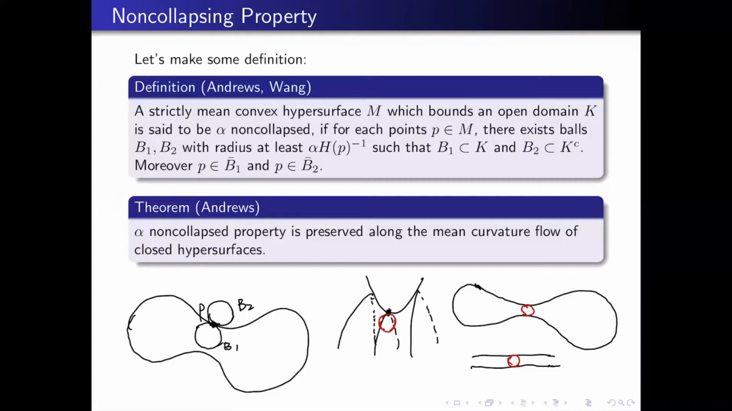I should mention that this result could be indirectly obtained by the result I want to mention later. And these are the main theorems, or very important results, in the regime of mean convex mean curvature flow. But this result by Andrews is proved in a very elegant way. Namely, he used the maximum principle only and doesn't really rely on a lot of blow-up analysis. So this is quite remarkable.